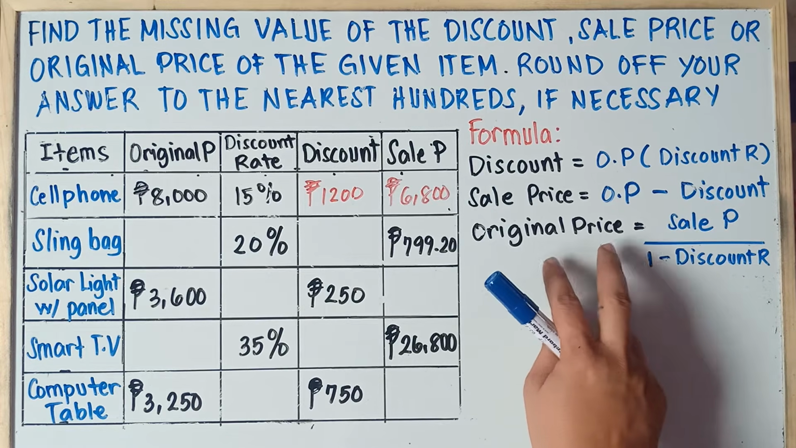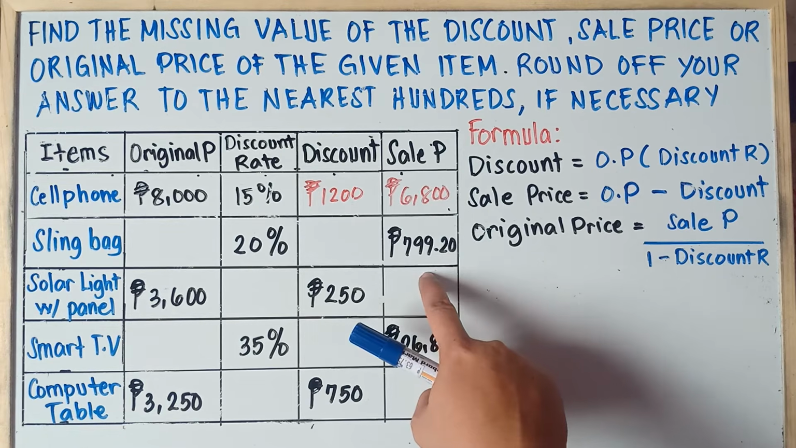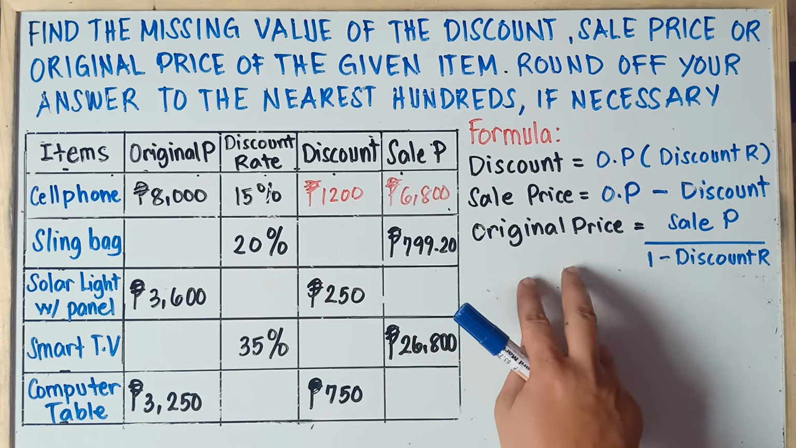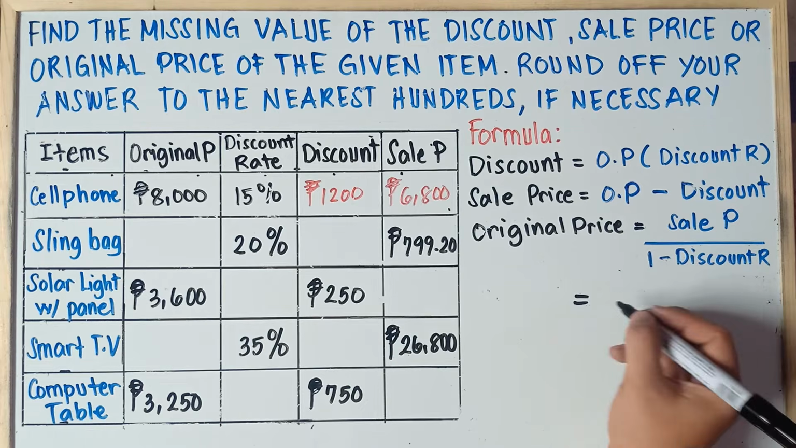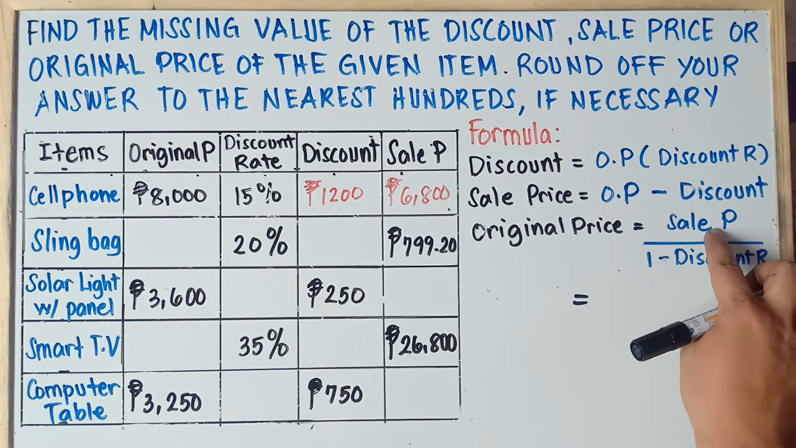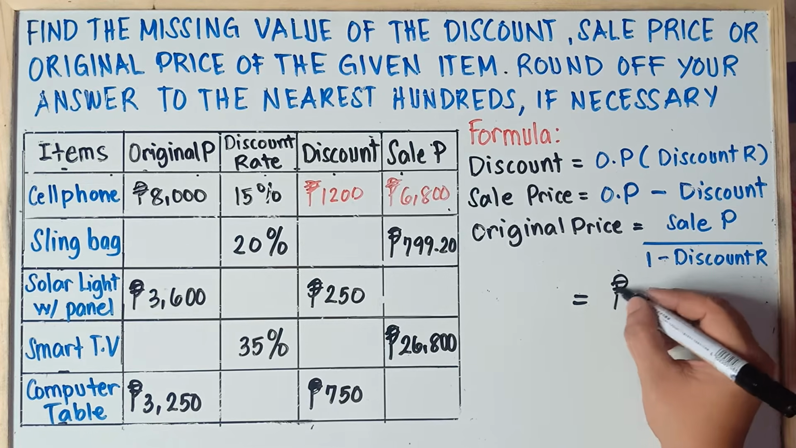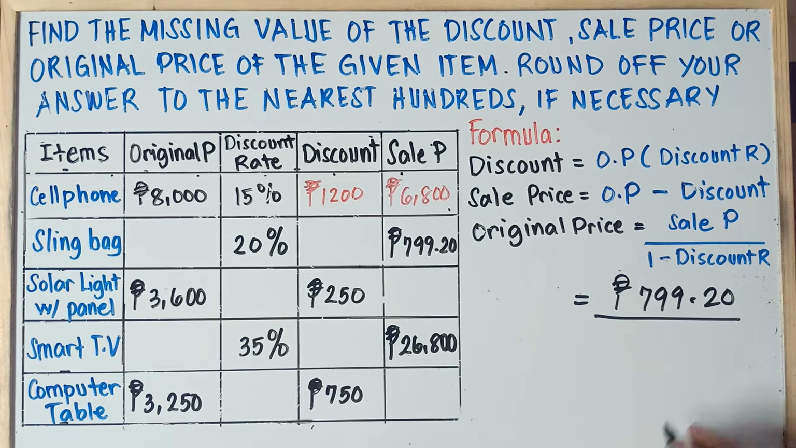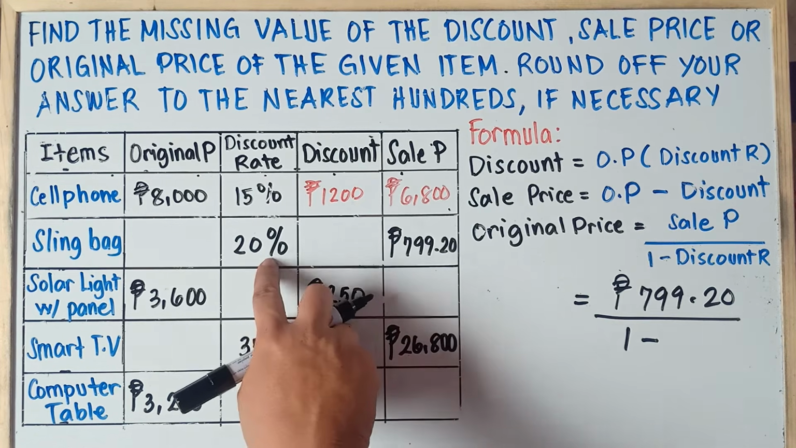Can we find the original price? Do we have the sale price? Yup. We have the sale price, 799.20. Do we have the discount rate? Yup, we have the discount rate. So therefore, we can use this formula to find the original price. So original price is equal to the sale price, 799.20, over 1 minus the discount rate, that's 20%.